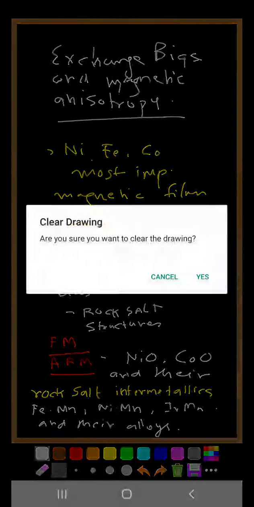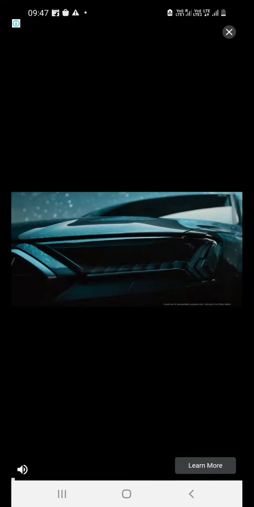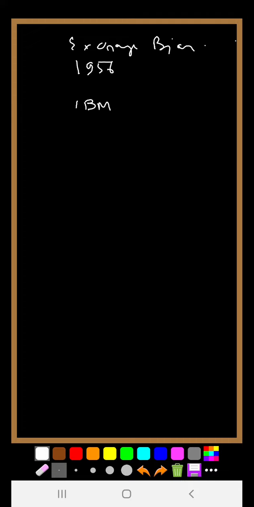Now, exchange bias was discovered in 1956, and the first device was produced by IBM based upon this exchange bias phenomenon. That was recording heads.